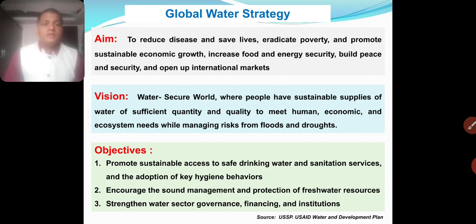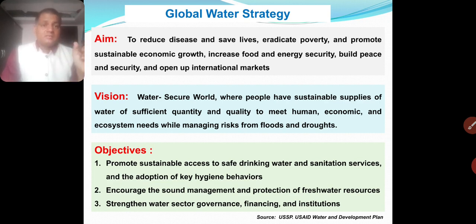And for that, the vision is a water secure world where people have sustainable supplies of water of sufficient quantity and quality to meet human, economic and ecosystem needs, while managing risk from floods and droughts. And in the global water strategy, the first objective is to promote sustainable access to safe drinking water and sanitation services. This is a very important problem in the overall world. If you look at the picture in the next slide, you will observe the situation. Most of the water resources are not safe in form. Most of the problems are due to sanitation services and the adoption of key hygienic behavior.